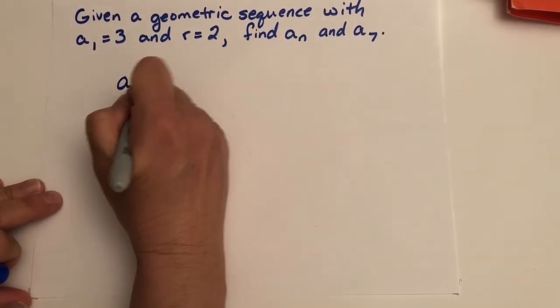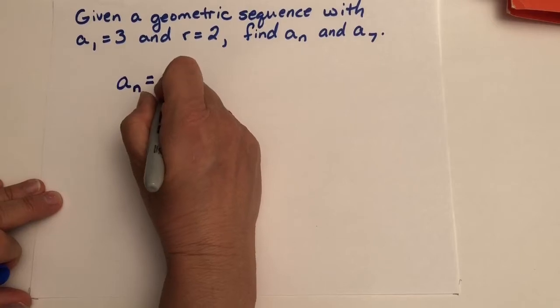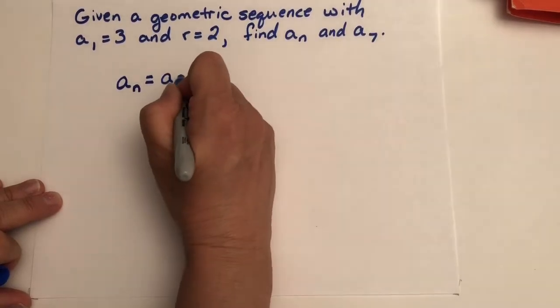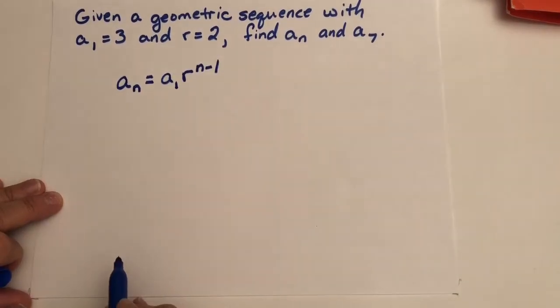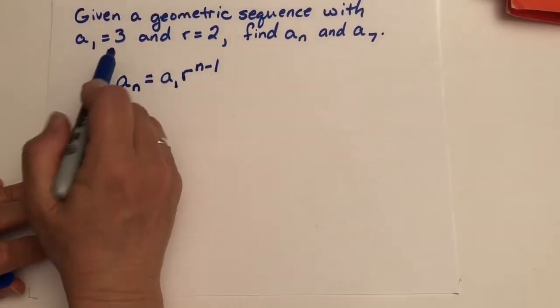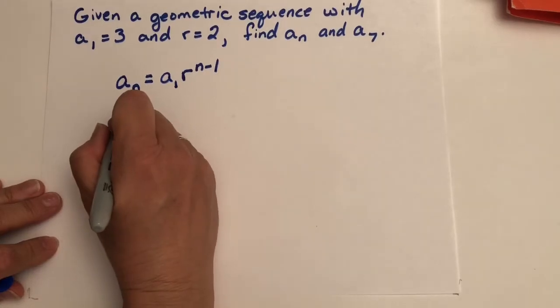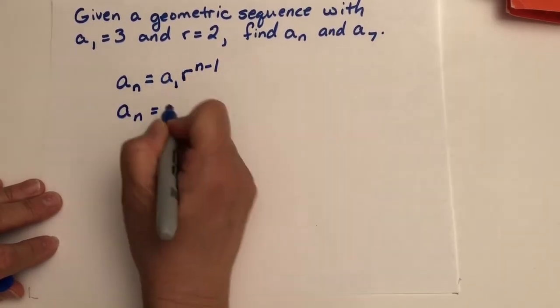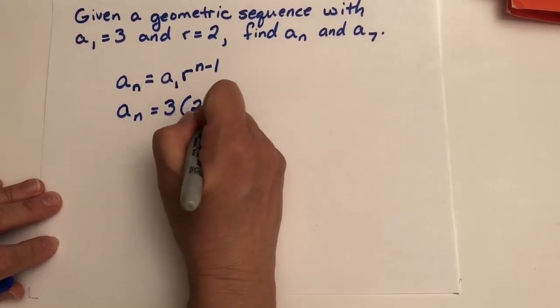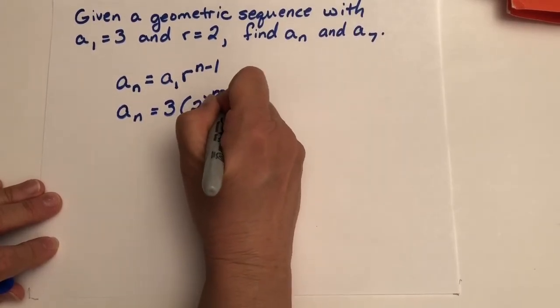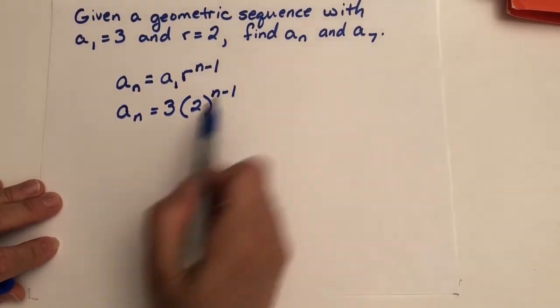We know the nth term is found by starting with the first term and multiplying by r raised to the n minus 1 power. So if we substitute in what we know, we'd have the nth term is 3 times 2 raised to the n minus 1 power. And we have the formula for a sub n.